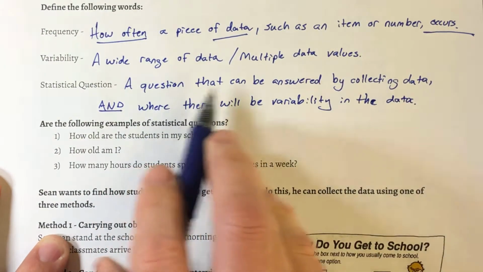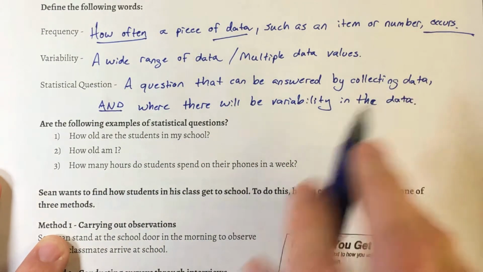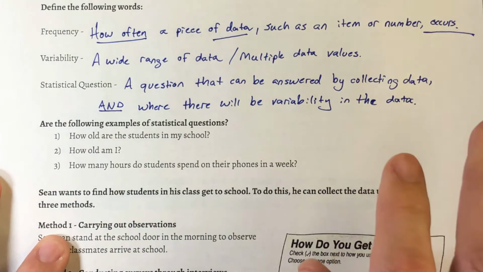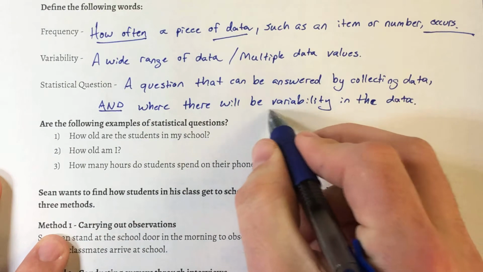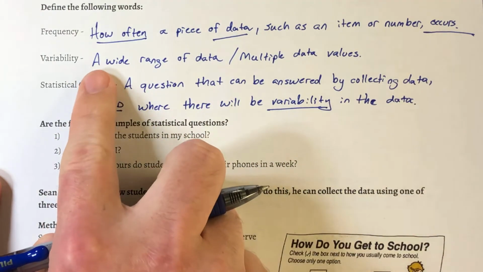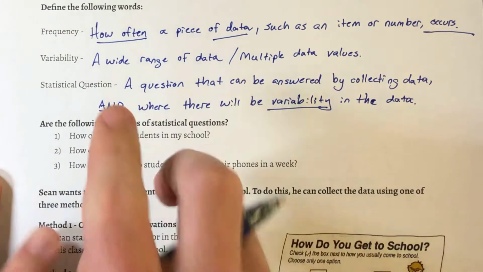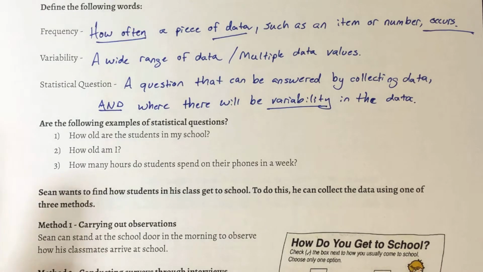So, a question that can be answered by collecting data, and not just a little bit of data. We're talking a lot because we need something that's going to have variability. And again, variability is multiple data values. You've got a wide range of data and information. So, lots of info.